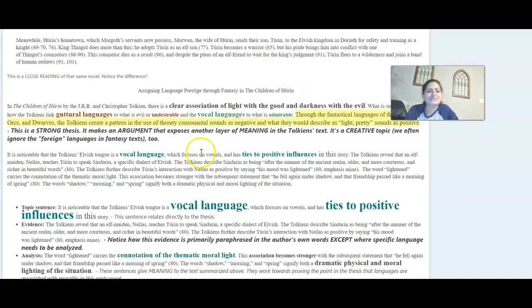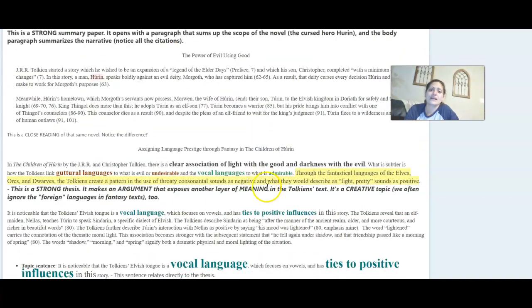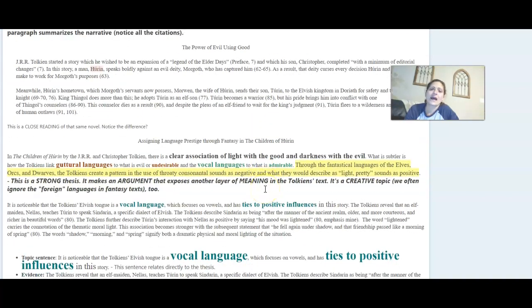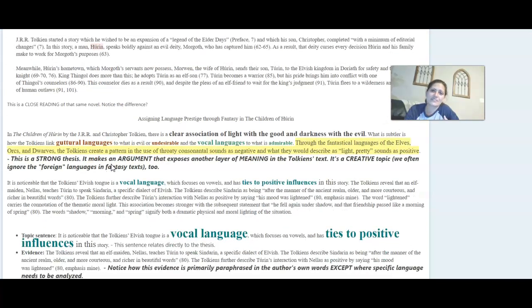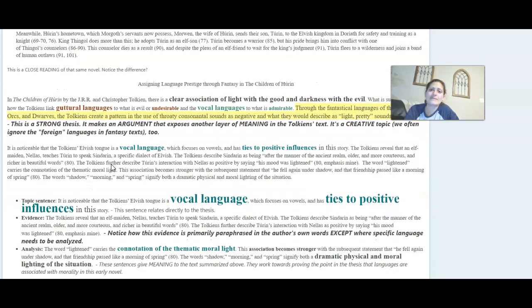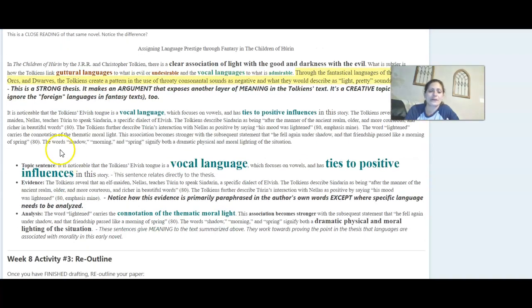So with that thesis in mind, first of all, is that a creative thesis? Yes, very creative, and it's very different from summary, because summary is what has happened. This is how meaning is being created in the midst of what is happening. See the difference? Okay, so now we have a thesis, we have an argument. Can we hold it up? Let's look at a body paragraph.